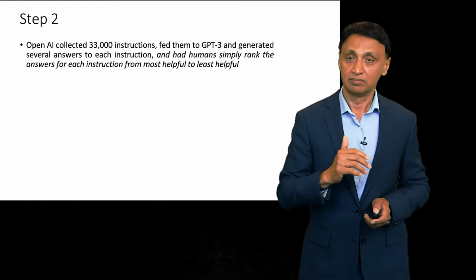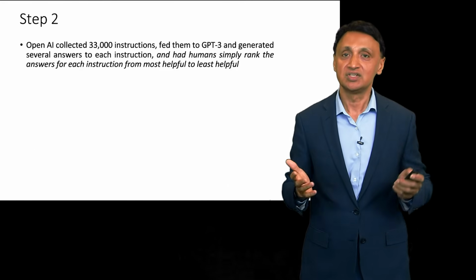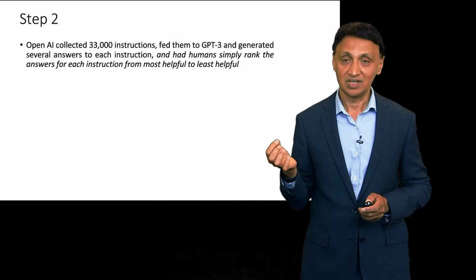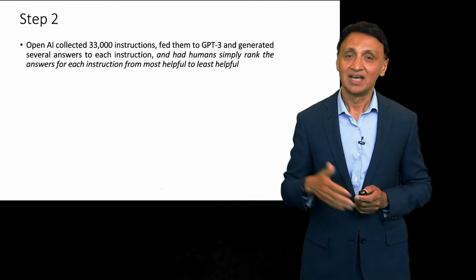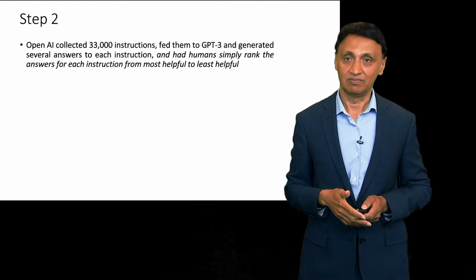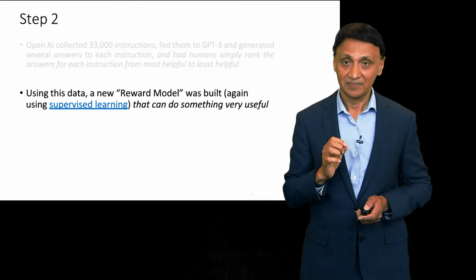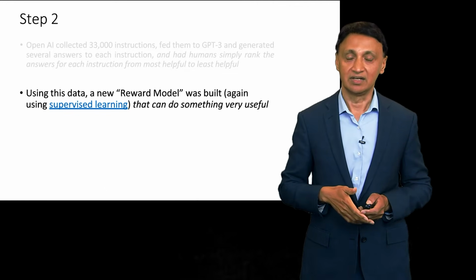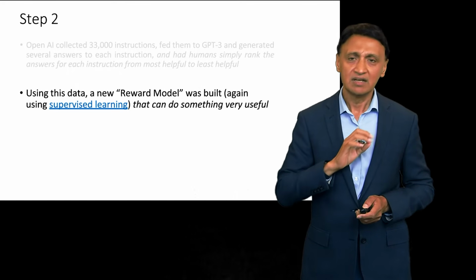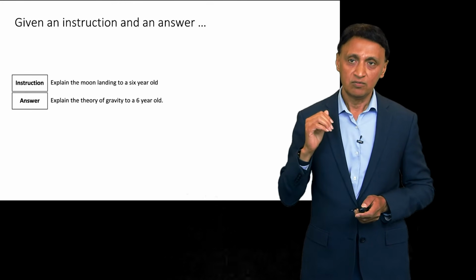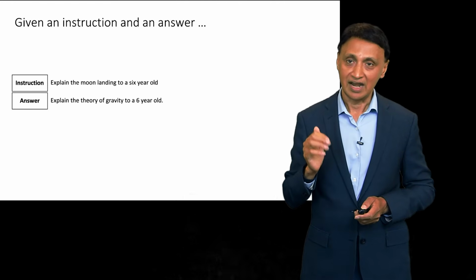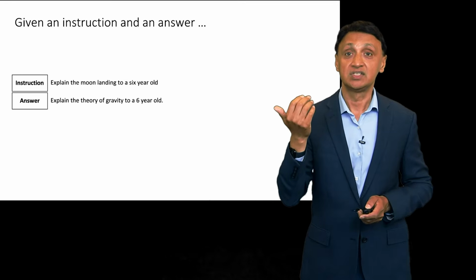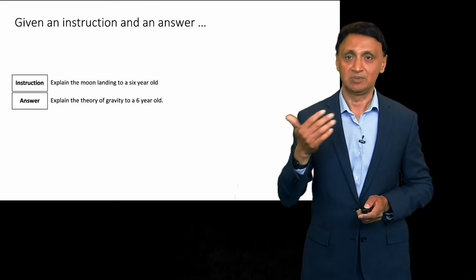So this was step 2. OpenAI collected 33,000 such instructions, fed them to GPT-3, generated multiple answers to each of those instructions, and then had a team of humans rank them from most helpful to least helpful. And using this data, something called a reward model was built, again using this technique called supervised learning. And this reward model can do something very, very useful. If you give it an instruction and an answer, so I'm giving the explain the moon landing instruction along with GPT-3's original, terrible answer, which is explain the theory of gravity.